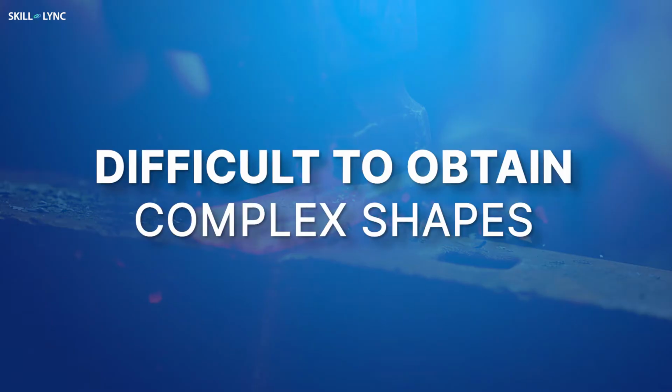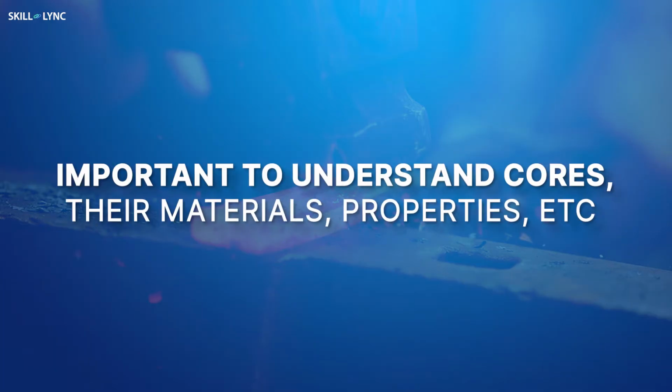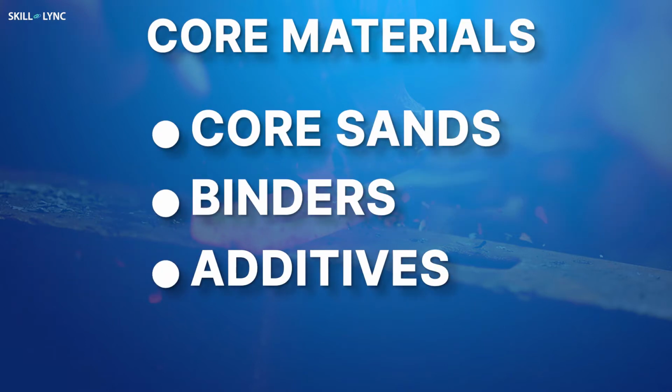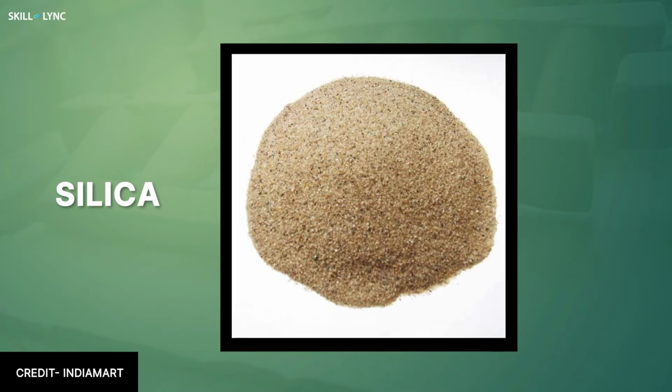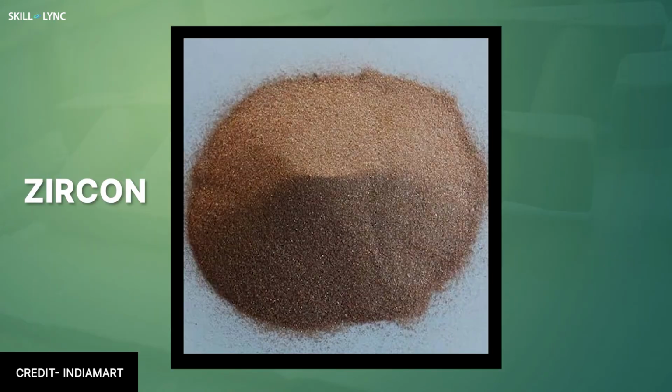Well, without cores, it is difficult to obtain a casting with cavities or projections. Hence, it's essential for us to understand cores, their materials, properties, etc. Let's start with core materials. Core materials consist of core sands, binders, and additives. The most widely used core sands are silica, zircon, etc.